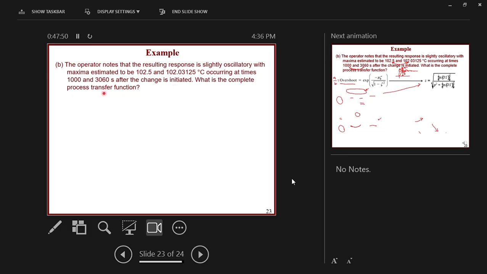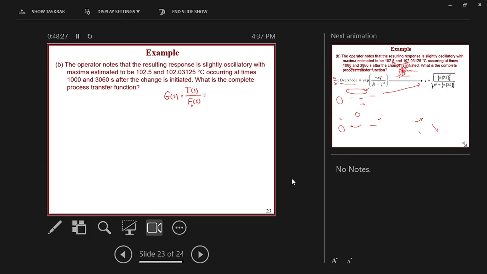What is the complete process transfer function? Remember that we have calculated the process gain, the K. Now to know the complete transfer function, first of all, let me write the transfer function. It is the G of S, the transfer function, which is the ratio of the output of the process, which is the temperature here, divided by the input of the process, which is the flow rate. I think it's called F node.